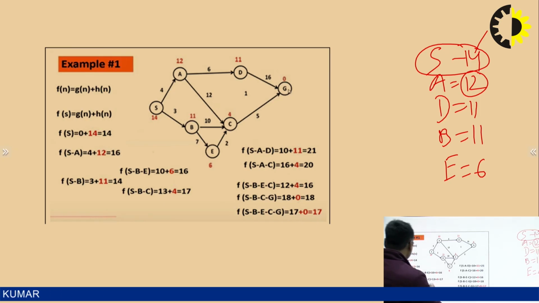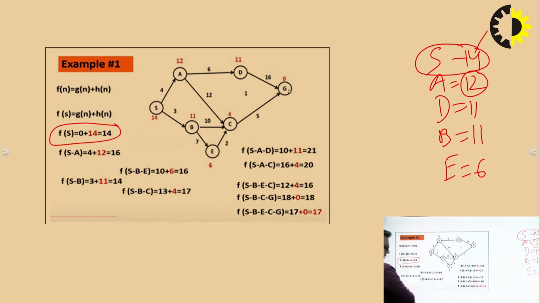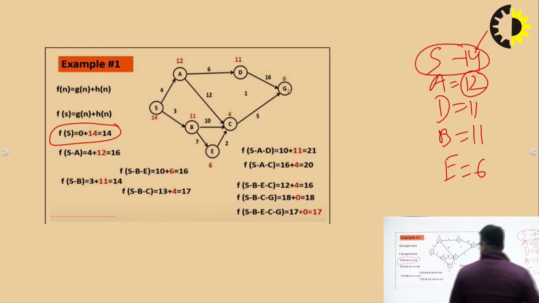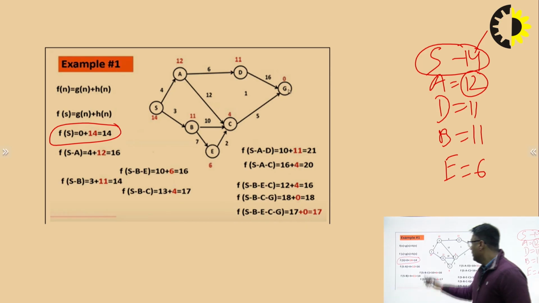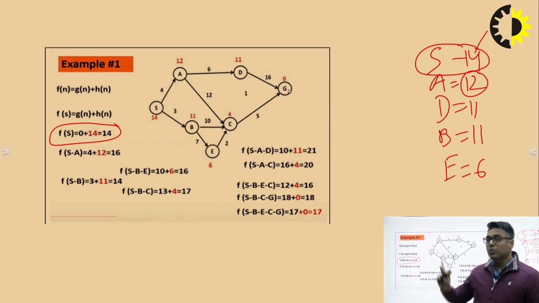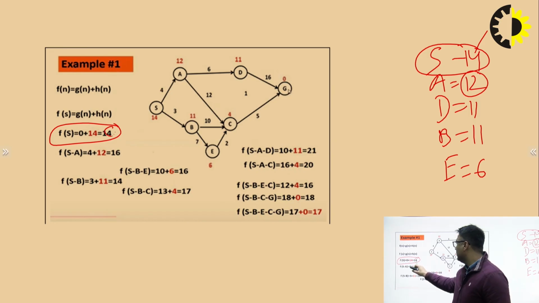Initially we use the function f(n) = g(n) + h(n). How do we find the total cost? Using f(n) = g(n) + h(n), you find the total cost from start node to goal node. So f(S): for the start node, g(n) is 0 and the heuristic value is 14, so using only the start node to goal node, the value is 14.